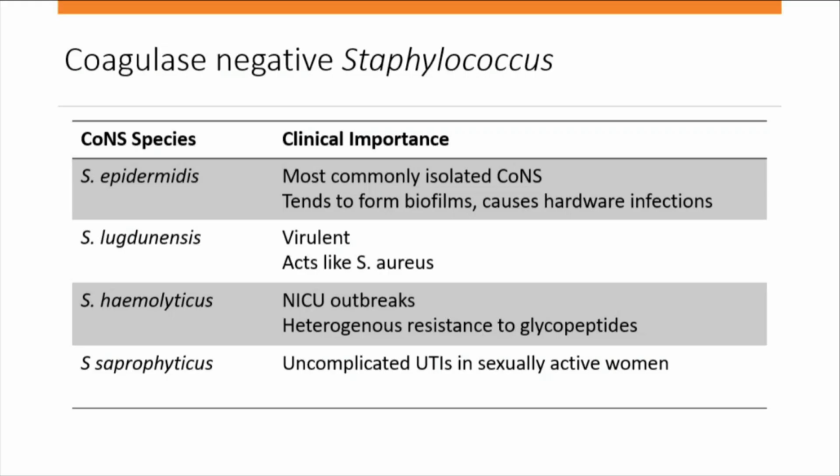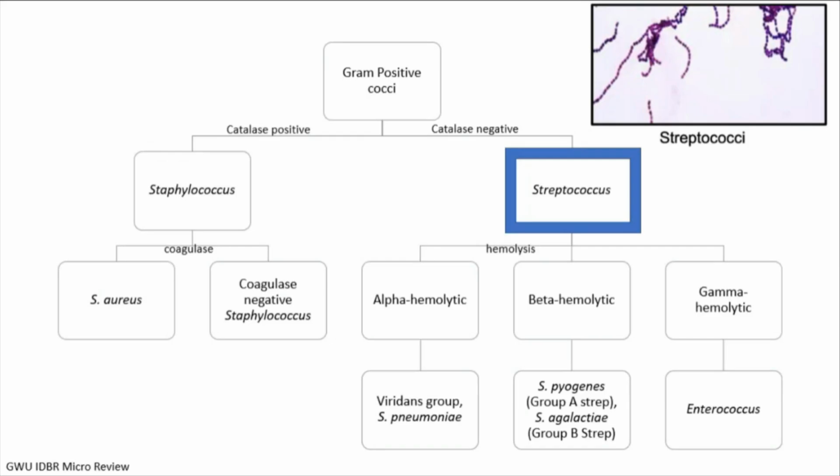Staph epi was the most commonly isolated one that we see the most. Staph hemolyticus is notable. There have been reports of NICU outbreaks associated with this, and it can have heterogeneous resistance to glycopeptides. And then Staph saprophyticus has an association with UTIs in women of reproductive age. So that was sort of the overview of staph really quickly.